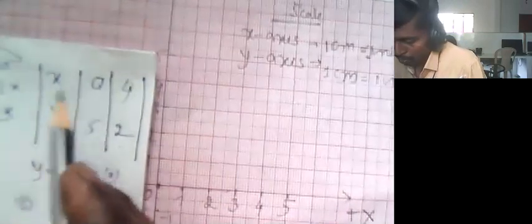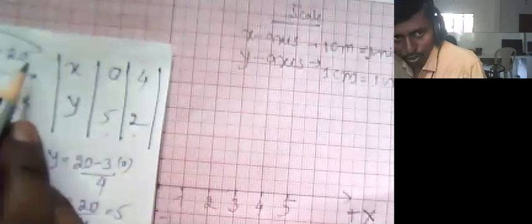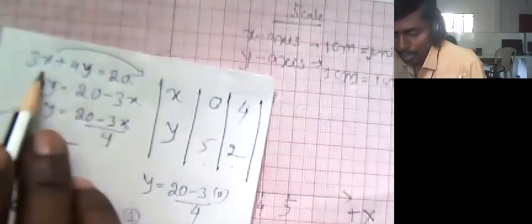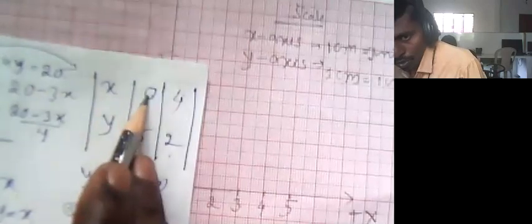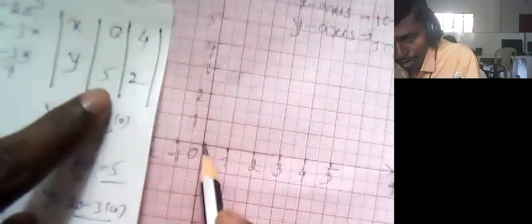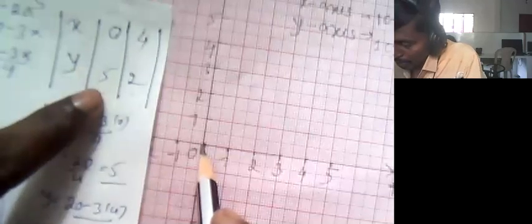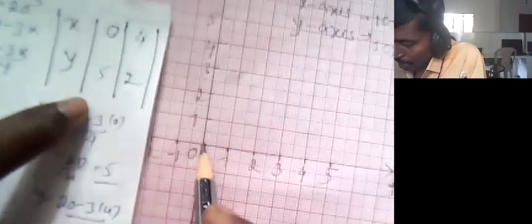Now I shall consider the first equation. The first equation is 3x plus 4y is equal to 20. This equation means this is a line, and this line should be plotted on the graph sheet. First you have to plot the points. For x is equal to 0, which point is that? The origin. What is the value of y? y value is 5. It is plus 5 I am getting.